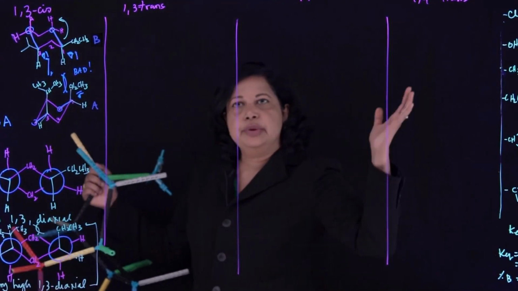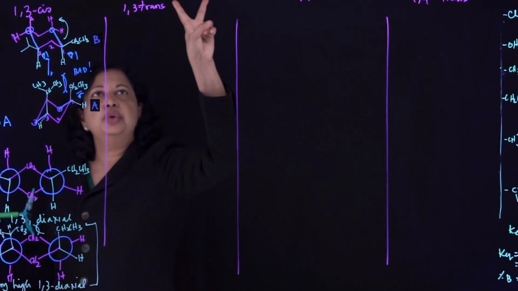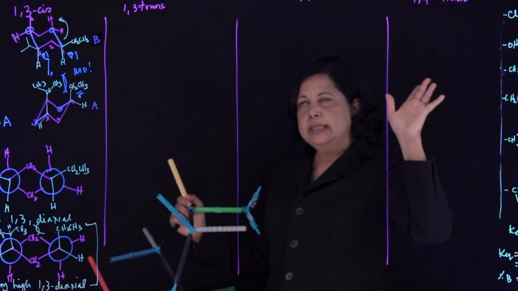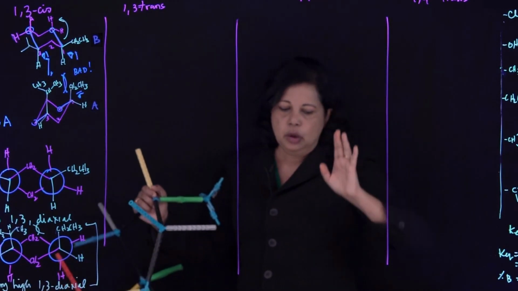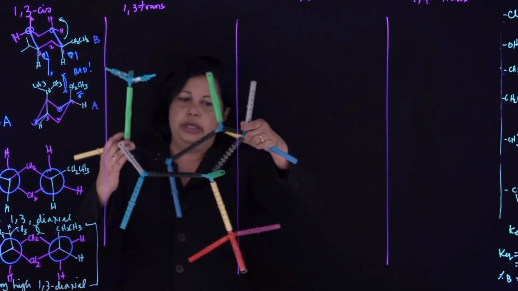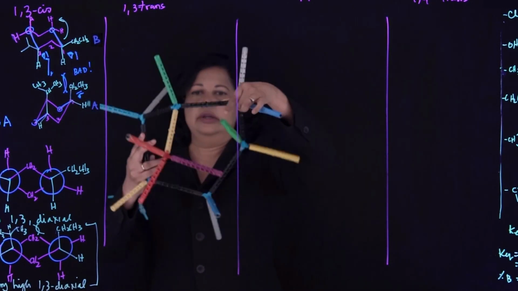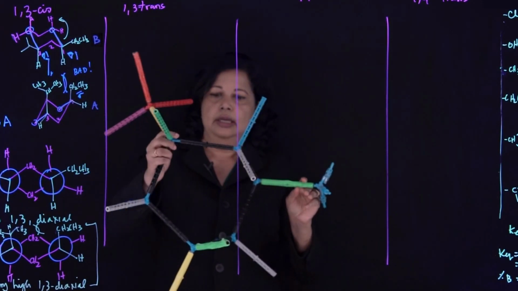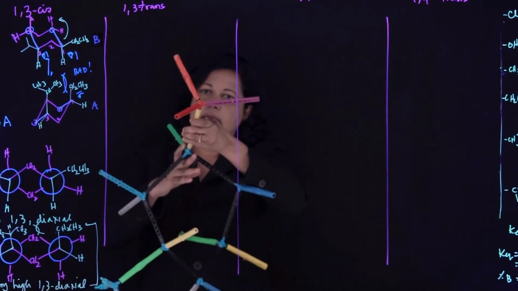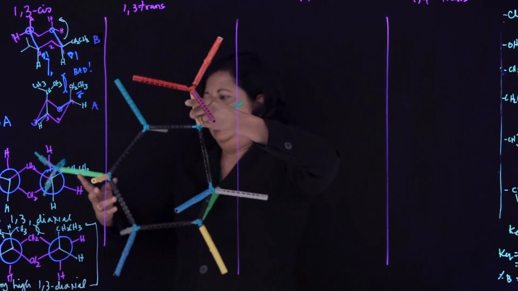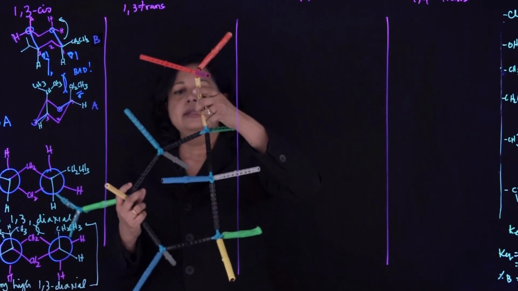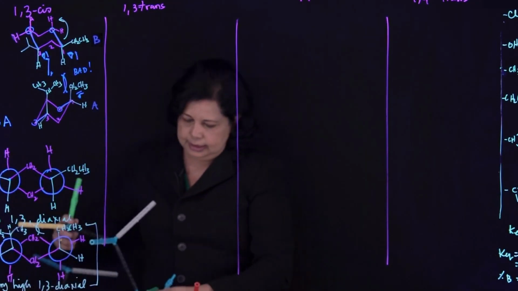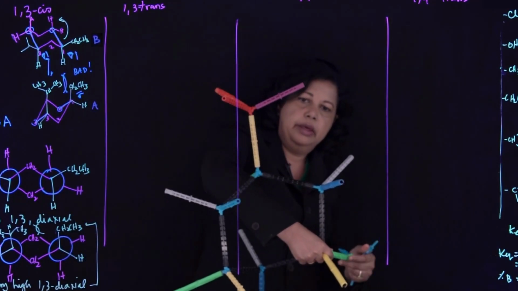Let's try to do a 1,3 trans. That means you have two groups on 1 and 3 positions of the cyclohexane, and they're pointing in opposite directions. If one's pointing to the sky, one's pointing to the earth. So here it is. Let's do this molecule. Here is your molecule. This is a 1,3. So you can have, let's say, a T-butyl and a methyl.